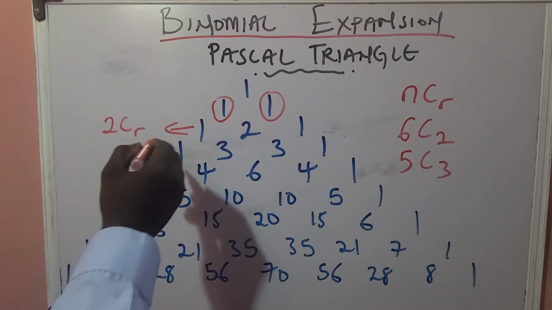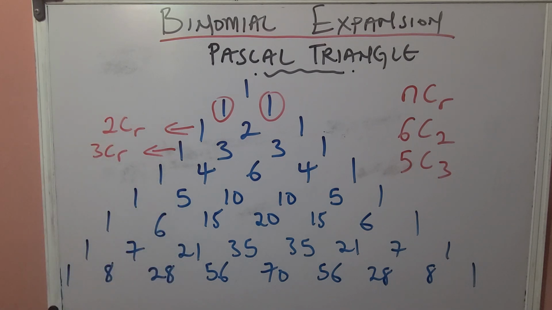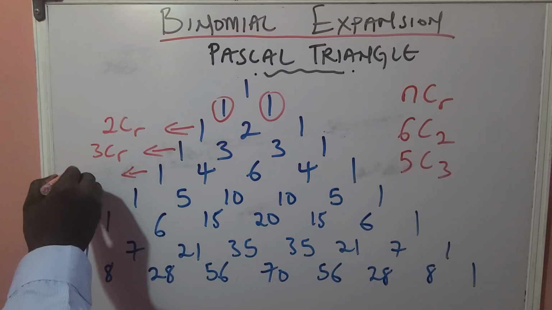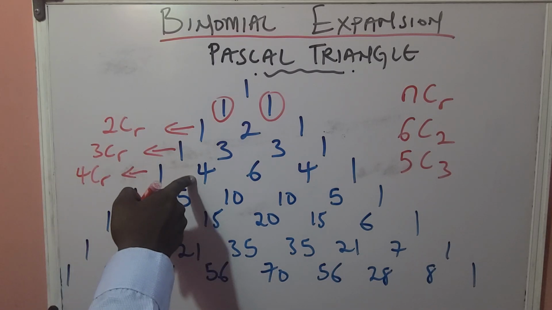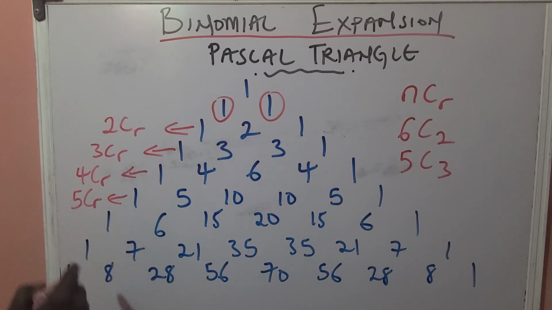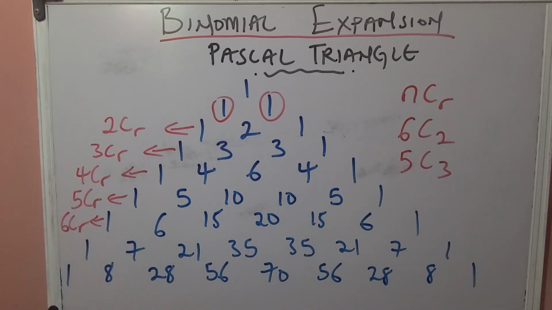Now, for this other line, this will be for 3 combination R. And for this next one, we will have 4 combination R. You can see 4 here. For this one, we have 5 combination R, and so on and so forth. All right, so this is the way you identify the row to go to in order to get your combination.